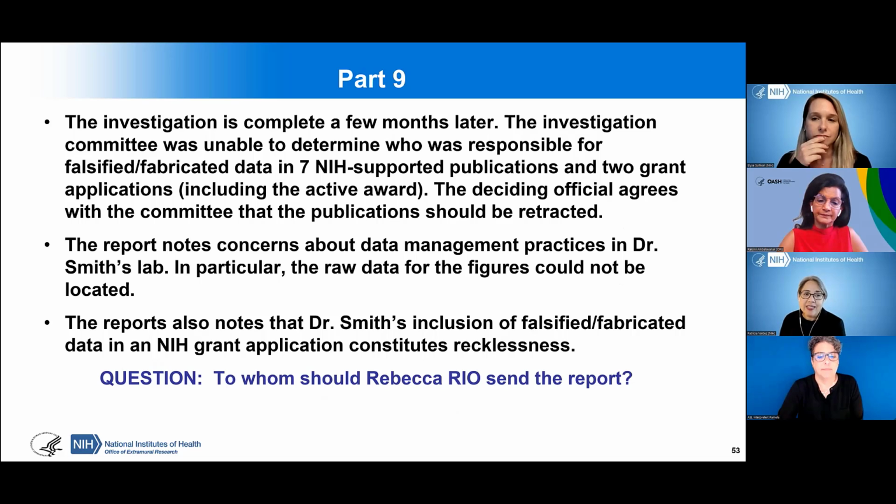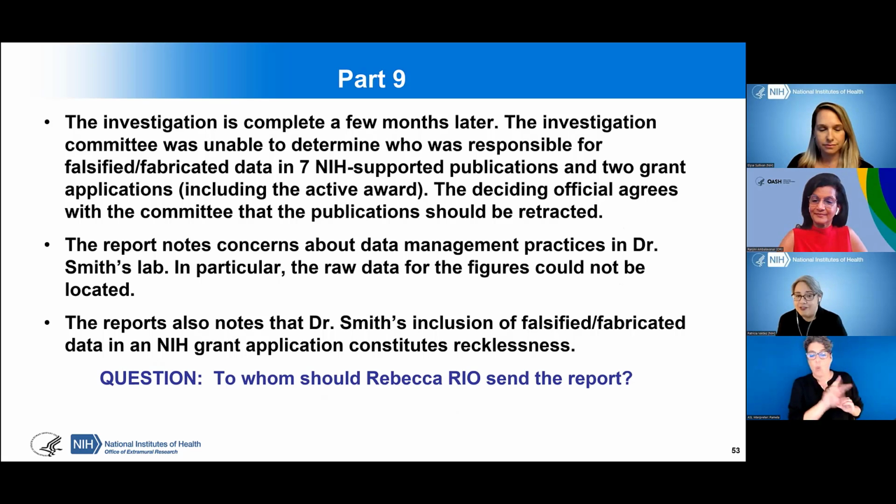Okay. The investigation is complete a few months later. The investigation committee was unable to determine who was responsible for the falsified, fabricated data in 7 NIH supported publications and 2 grant applications, including the active award. So no raw data. Okay, they couldn't figure out who was responsible. The deciding official agrees with the committee that the publication should be retracted.